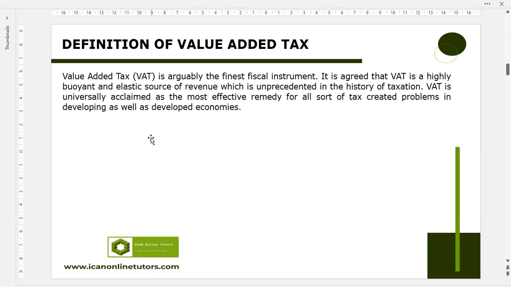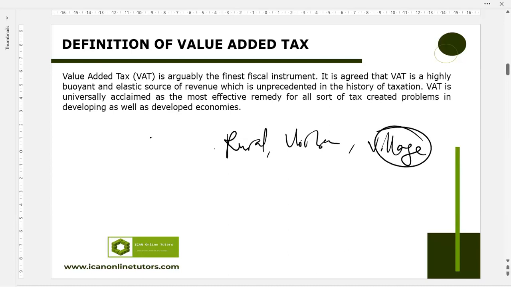It is unarguable that value added tax is one of the finest fiscal instruments for taxation. Almost everybody pays, whether you are educated or illiterate. You can't escape it. Whether you live in the rural area, the urban area, or the village, do you agree that village people pay VAT? Yes, they pay VAT.